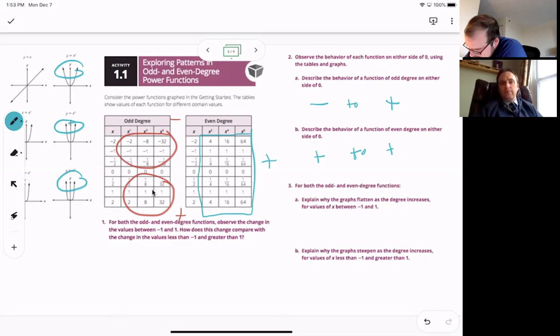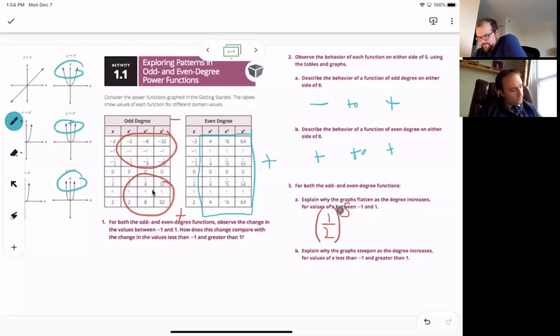And then for number 3, explain why the graphs flatten as the degree increases. So the curves flatten toward the middle, which is towards 0. And if you think about the number 1/2 that they have there, if you raise 1/2 to the, what's the highest they go? 5. Yep.